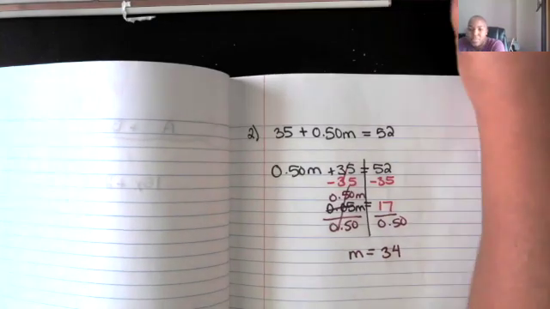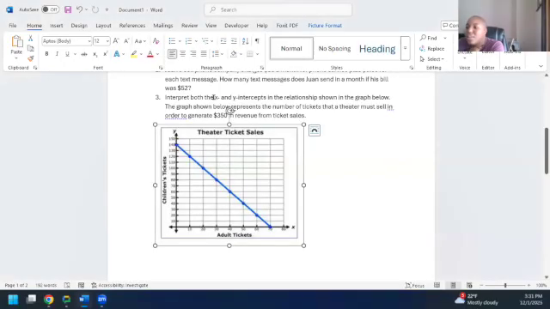Let's move on to question 3. Okay, question 3. Interpret both the x and the y intercepts in the relationship shown in the graph below. The graph shown below represents the number of tickets that a theater must sell in order to generate $350 in revenue from ticket sales. So any combination of these numbers on the line means you make $350. So if we're right here, that means 40 adult tickets and 60 children tickets will give me a revenue of $350. So we just need to interpret what the x-intercept and the y-intercept represent.